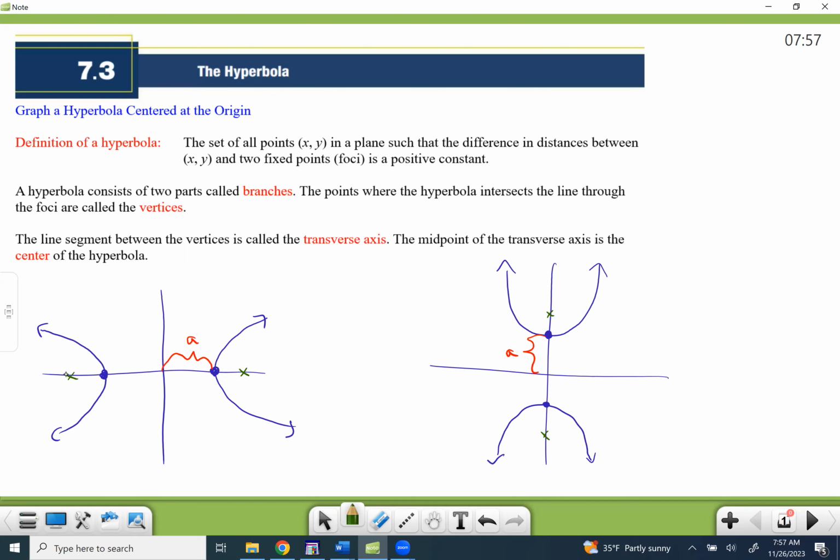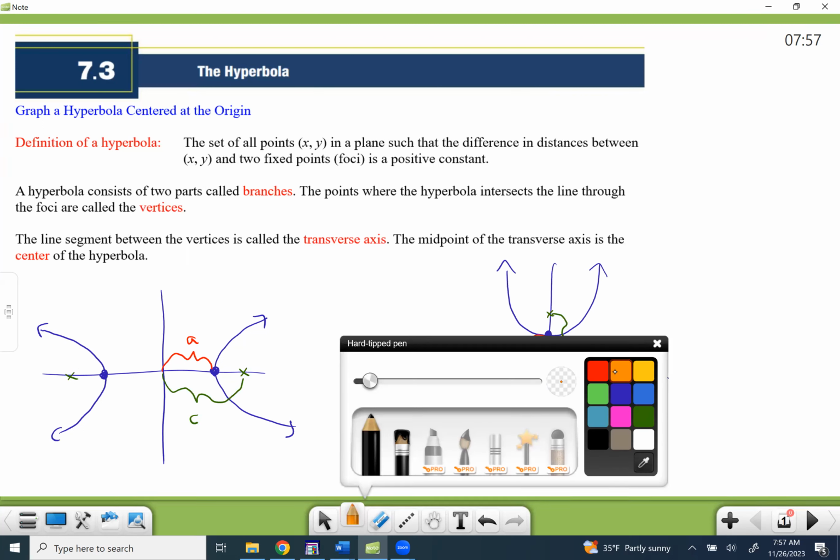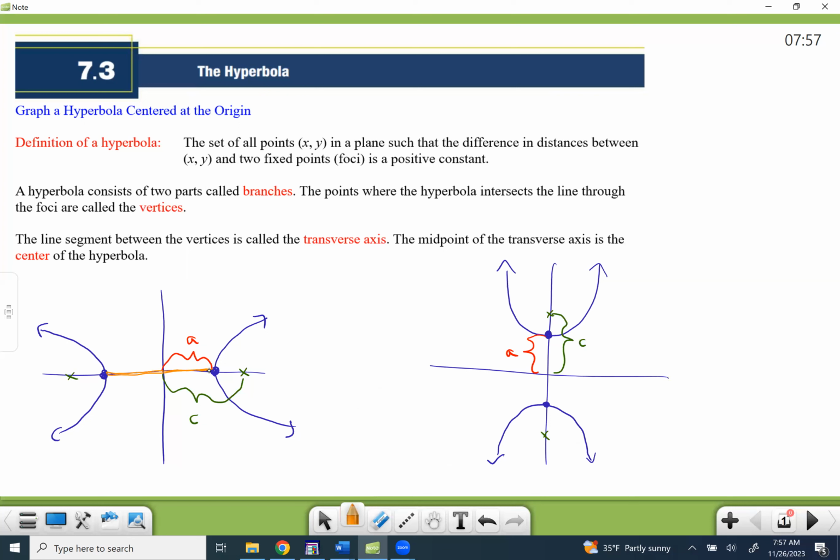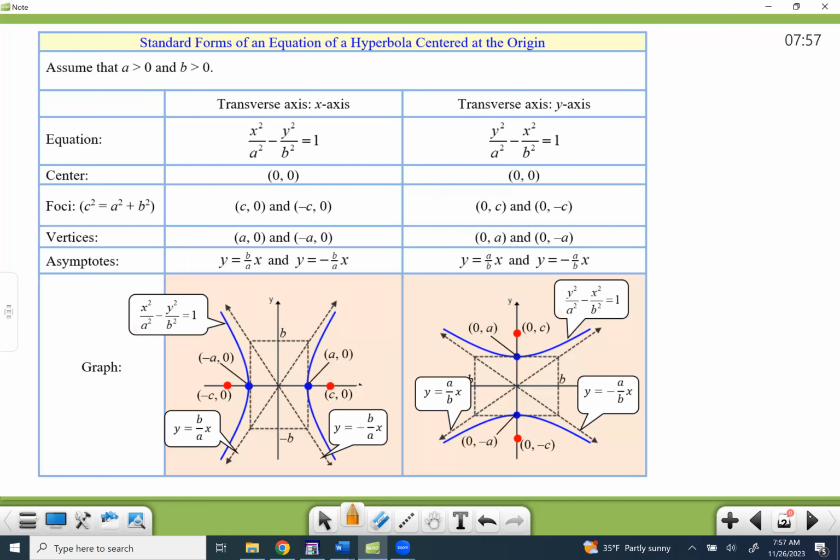And just like before, the distance from the center all the way out to a focus is called the letter C. So lots of similarities to ellipses, luckily. And then this distance, the line segment between the vertices, is called the transverse axis. You can see that that's defined there. So those are the two types. Either it opens horizontally or it opens vertically.